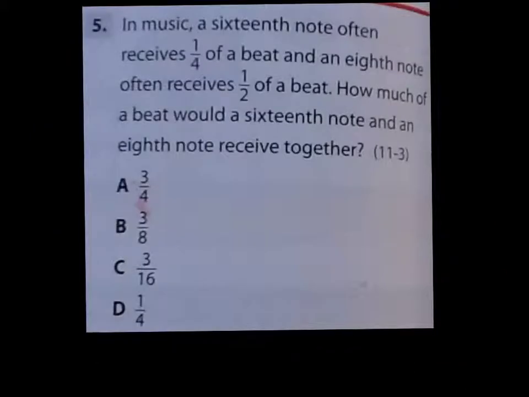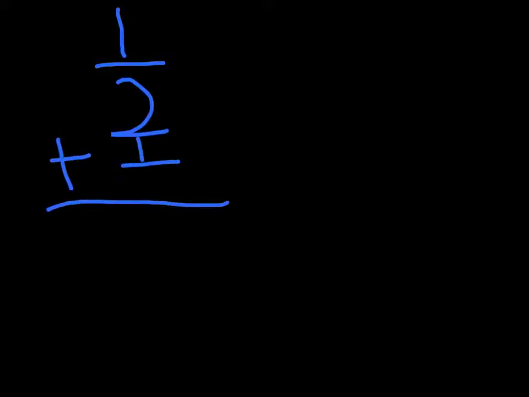So our next problem that we are going to do is problem number 5. In music, a 16th note often receives 1/4 of a beat, and an 8th note often receives half of a beat. How much of a beat would a 16th note and an 8th note receive together? And so our problem here is going to be 1/2 plus 1/4. And so we have to find our common denominator between 4 and 2, which is 4.